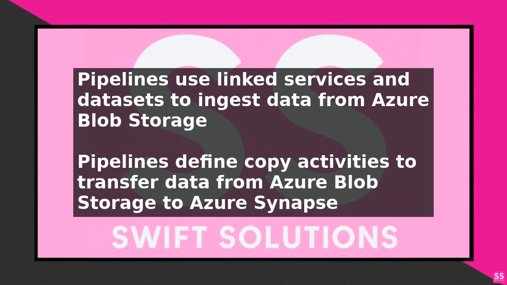Step 5. Deploy and monitor the pipeline. After creating the pipeline, you need to deploy it and monitor its execution. You can do this by navigating to the Monitor section in Azure Synapse and clicking on Pipelines. Then select the pipeline you created and view its execution history.